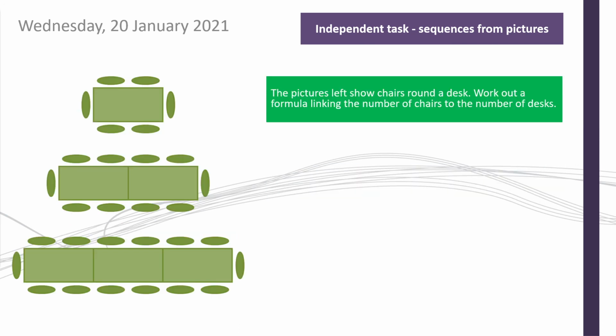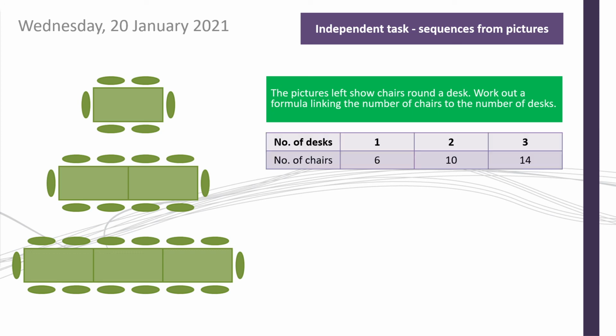When we put the number of chairs at each desk in a table, we can notice that there is a linear sequence with difference 4, so we can get the nth term rule. N times the difference, which is 4, plus the zeroth term. For the zeroth term, we calculate 6 minus 4, which is 2. Therefore, the nth term rule is 4n plus 2.